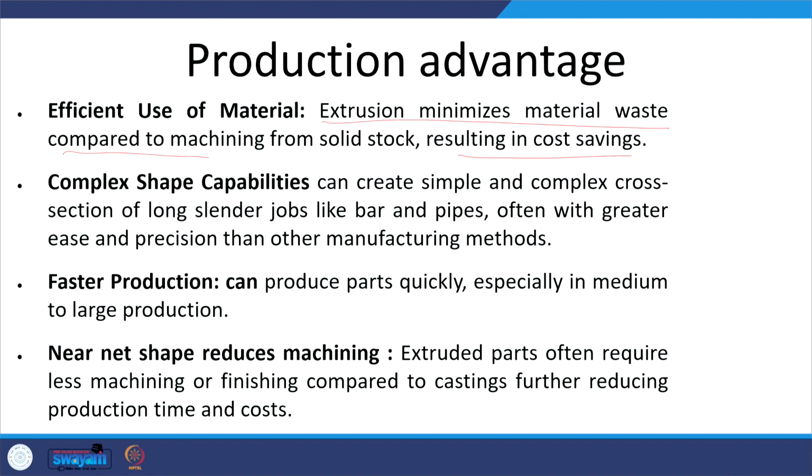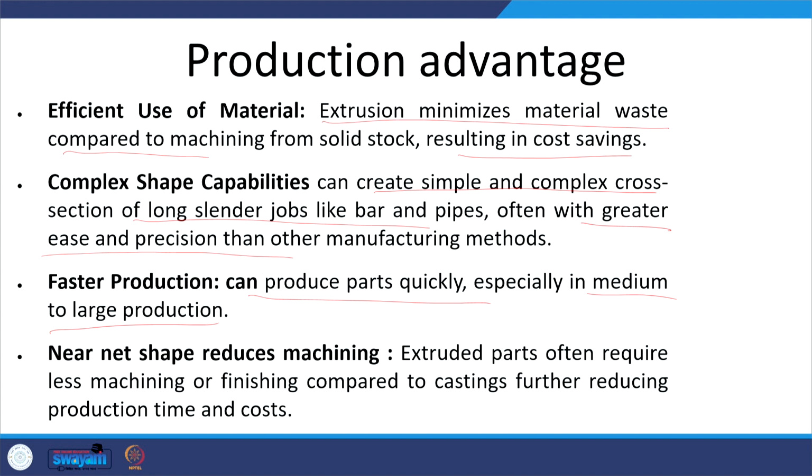From simple to reasonably complex shaped products can be made. Long cylindrical jobs can be made in the form of bars and pipes through extrusion with greater ease and precision as compared to other manufacturing processes. The process is quite fast, it offers significant reduction in cross section in one go, and therefore faster production, especially in medium to larger scale production.